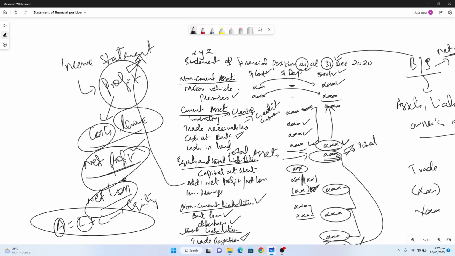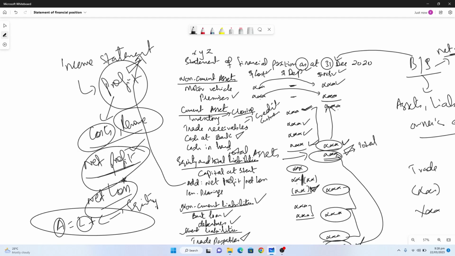One of the non-current assets given in the question is motor vehicles. Second one is premises. We start with this. The cost is given over here. Then the premises cost is there. Zero depreciation on premises, so this is transferred directly into the net book value. I add motor vehicles and premises, and I get a total of this.